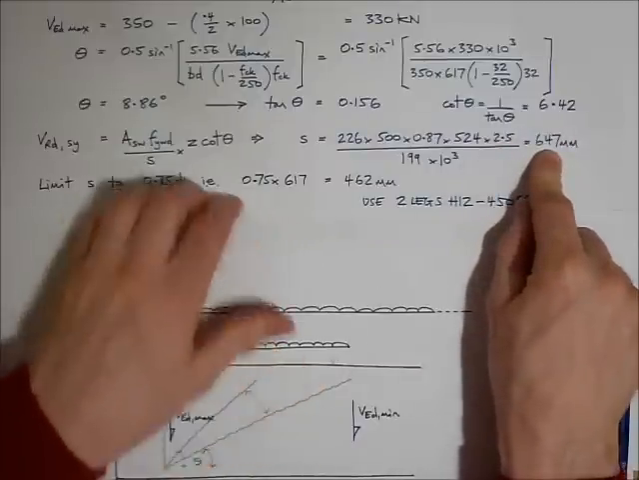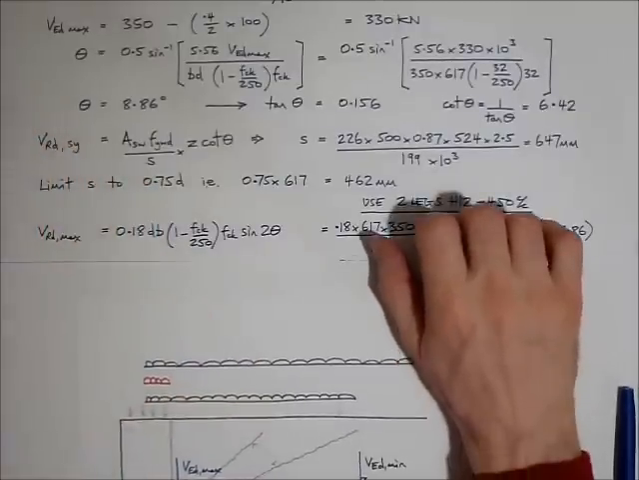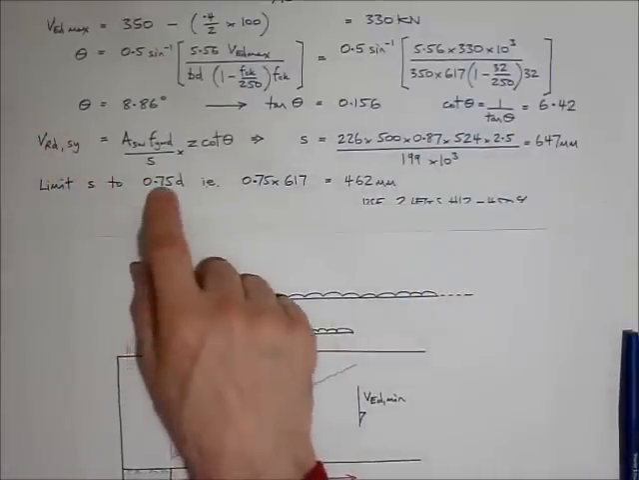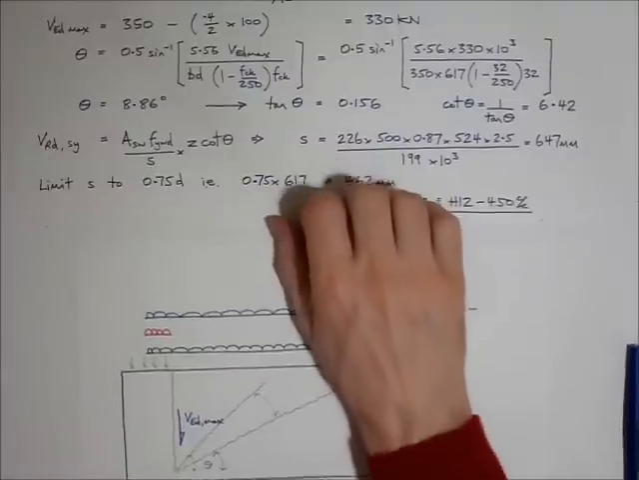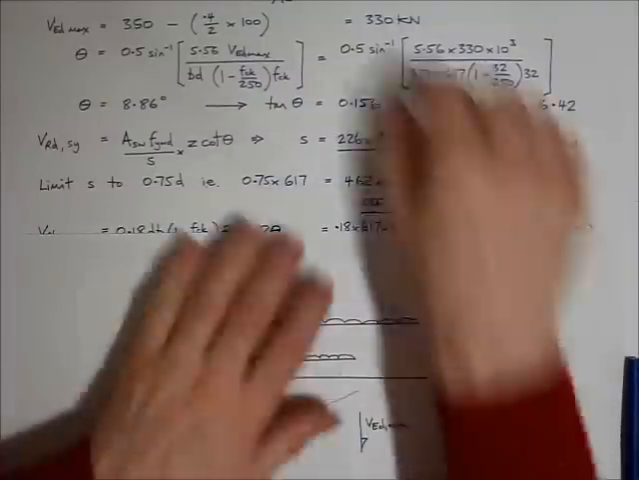Well, I could use that, but I always use a rule of thumb that tells me that I never put the spacing as more than 3/4 of the effective depth. So 0.75D in this instance gives me 462 mil. So I'm going to be specifying two legs of H12 at 450 centres.